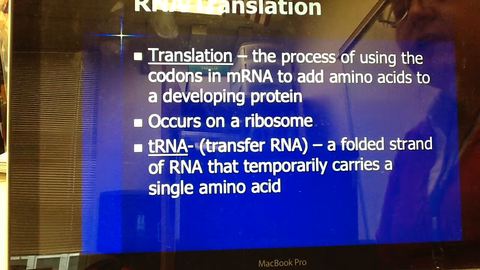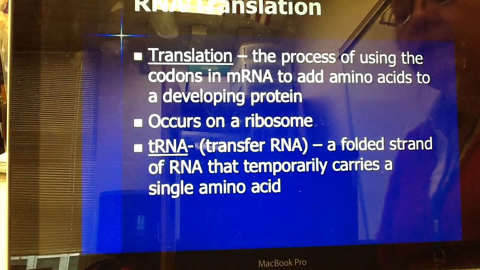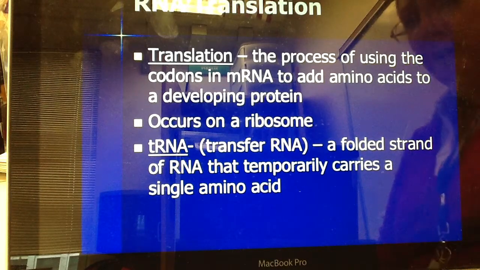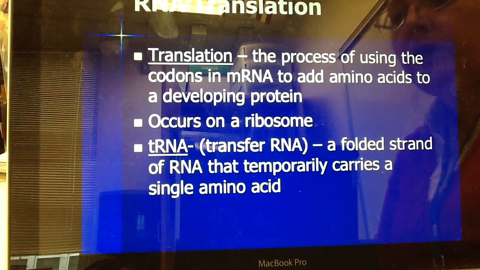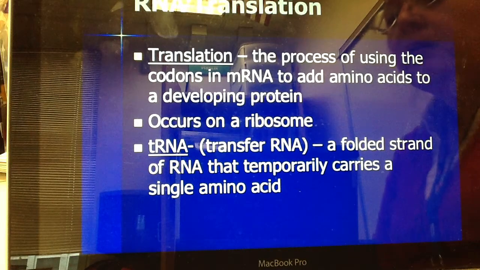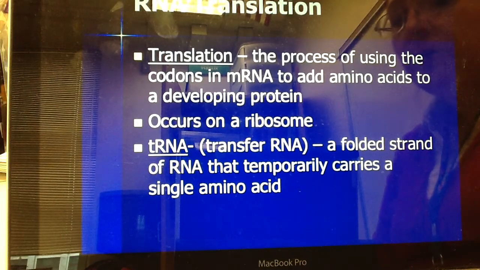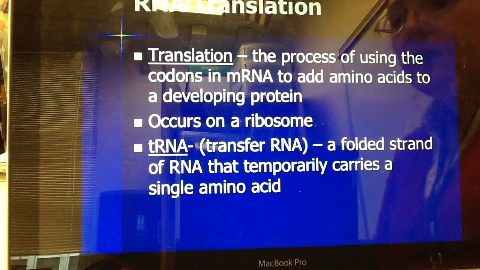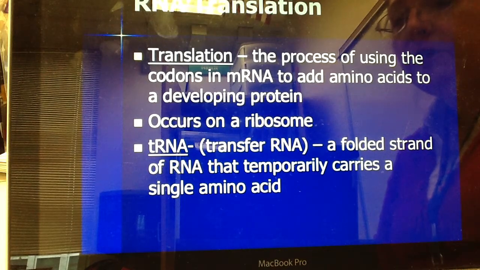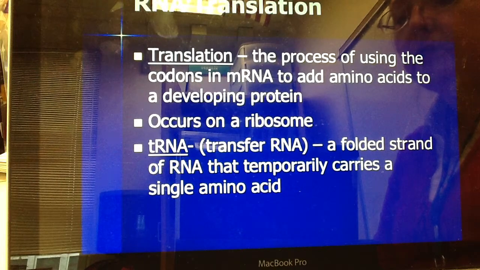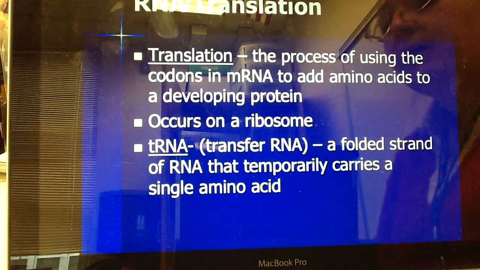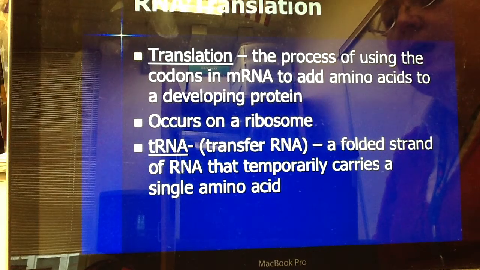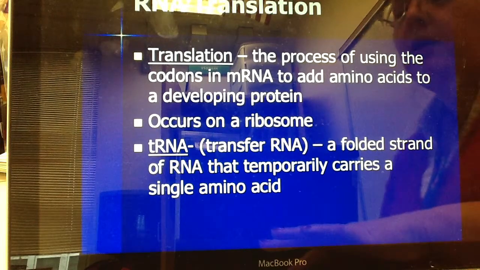RNA translation then occurs out in the cytoplasm, okay, and it involves the ribosomes. Translation is the process of using the codons that were in the mRNA to add amino acids to a developing protein. This occurs on a ribosome out in the cytoplasm. tRNA, which is transfer RNA, is a folded strand of RNA that temporarily carries the single amino acid. This takes place in the ribosome. The only thing we really need to know about tRNA is it contains the amino acid, and it will match up with the mRNA to start the protein synthesis.